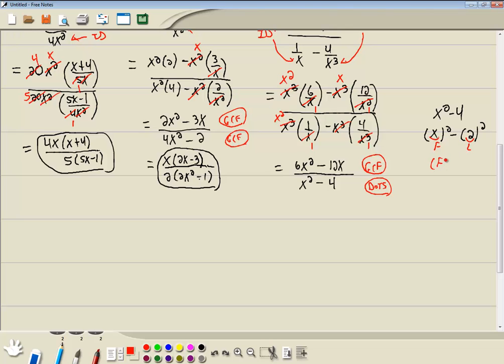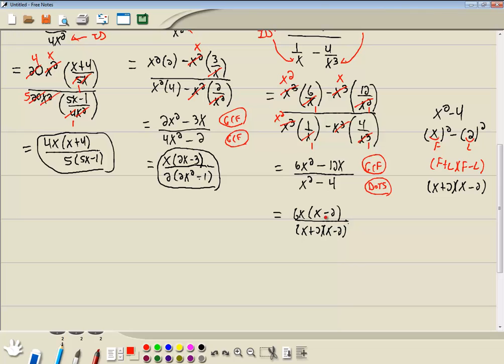Okay, so I'm going to take what's inside my first set of parentheses, and I'll add what's in my last, and I'll take what's inside my first and subtract what's in my last. Plug in my formula. So we're going to get x plus 2 and x minus 2. Okay, back up on top. We'll factor out a 6x, and that gives us x minus 2. And down below, we'll factor that as x plus 2, x minus 2.